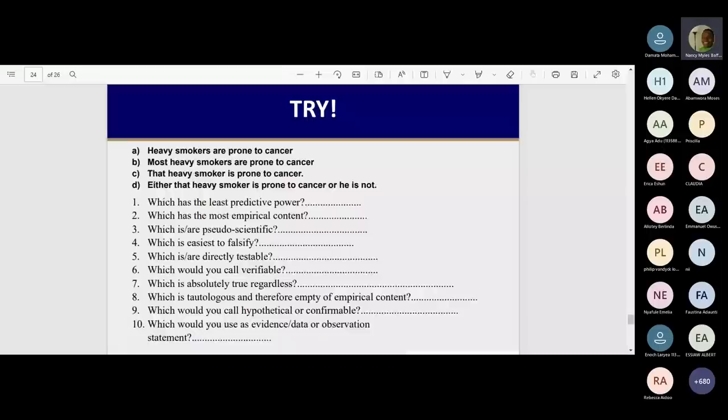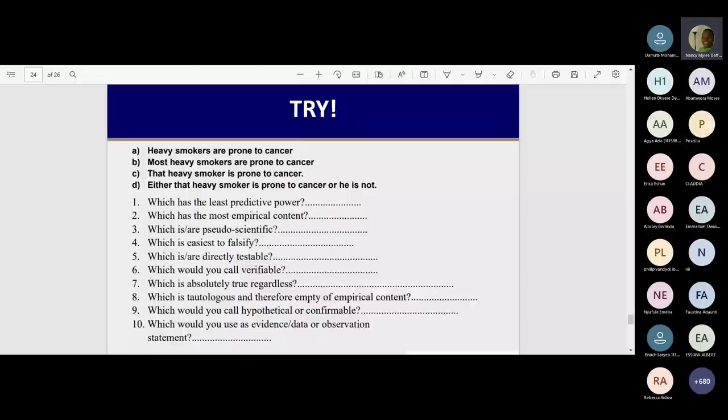C says, that heavy smoker is prone to cancer. That is particular. So it is not a generalization, it's a verifiable statement. We don't confirm it, we verify it. It is A and B that we confirm because they are generalizations. We don't directly test them, we test them indirectly, that's A and B. But C, we test directly so we can verify.